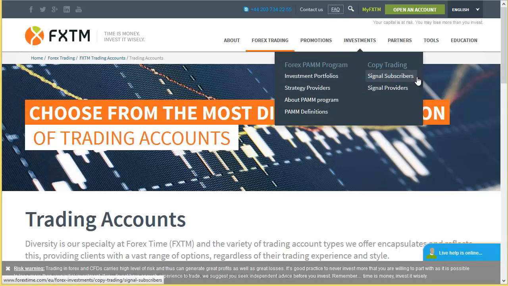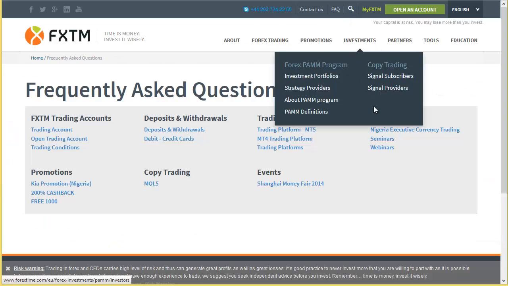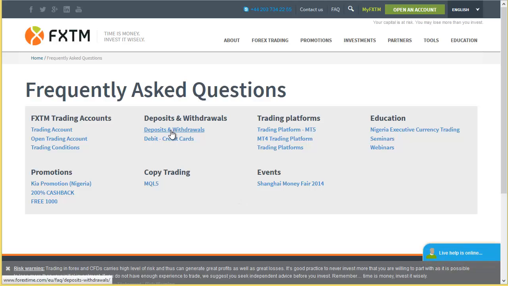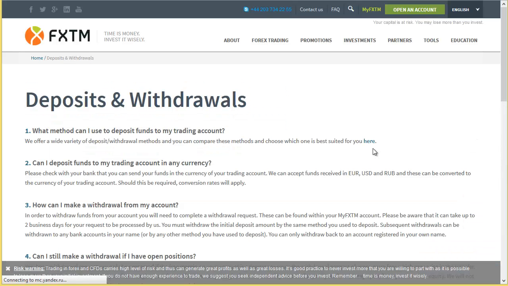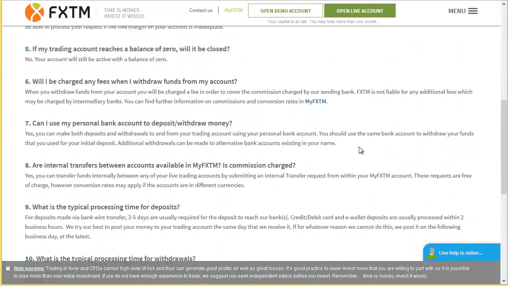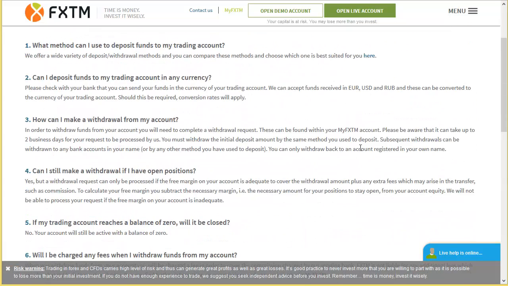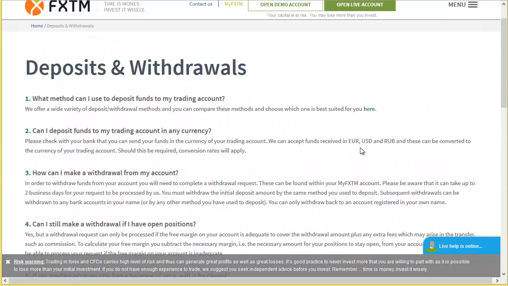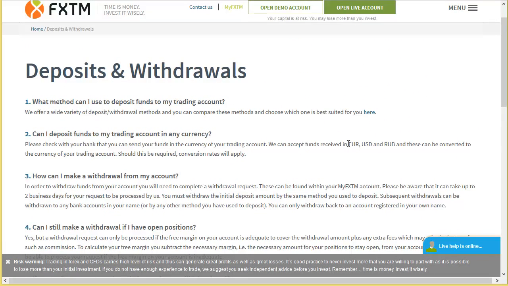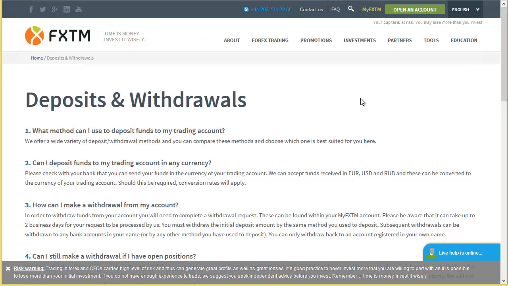You have the usual frequently asked questions section. It tells you about deposits and withdrawals. Deposits are the standard fare. You can use bank account. You can use certain cards. The usuals. You can use euros, dollars, and rubles. So having said that, it's pretty extensive.